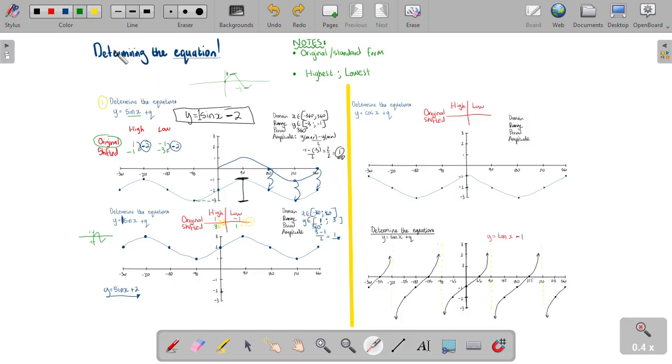What we are going to be doing today is carrying on with determining the equation. In this video we're going to be looking at the cos graph, which is very similar to the sine graph. That's why I've only done one example. And then we're also going to be looking at a tan graph, over here. How do we actually identify what the equation is?